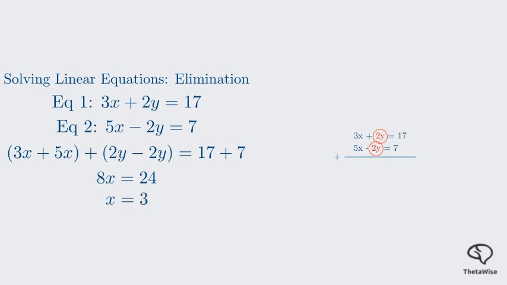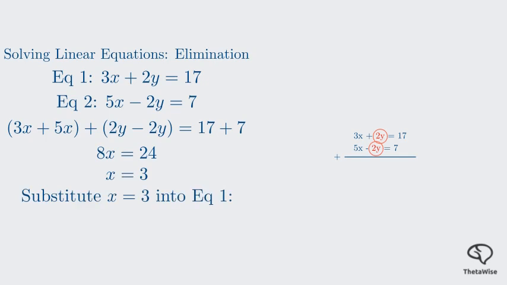Now we have a simple equation with one variable. Dividing both sides by 8, we find that x equals 3. But we aren't finished yet. A simultaneous solution needs a value for both x and y. To find y, we substitute x equals 3 back into either of our original equations. Let's use the first one.